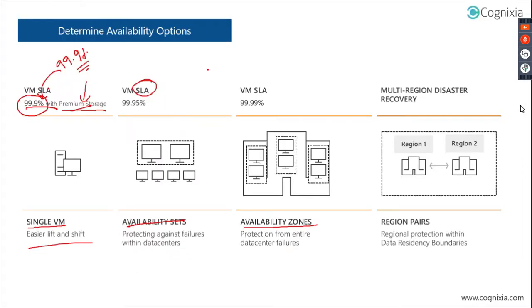So in that case, we have different options. Here you can see the availability set, which will protect against failures within data centers. You would be able to place your virtual machines into different racks. Now you will get this level of high availability, 99.95% high availability.